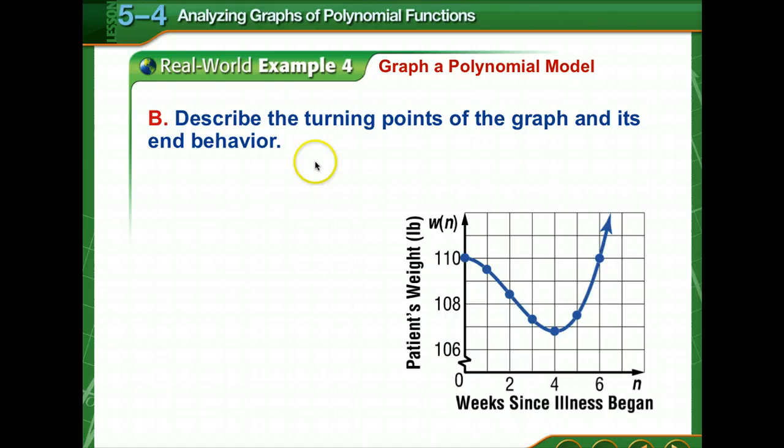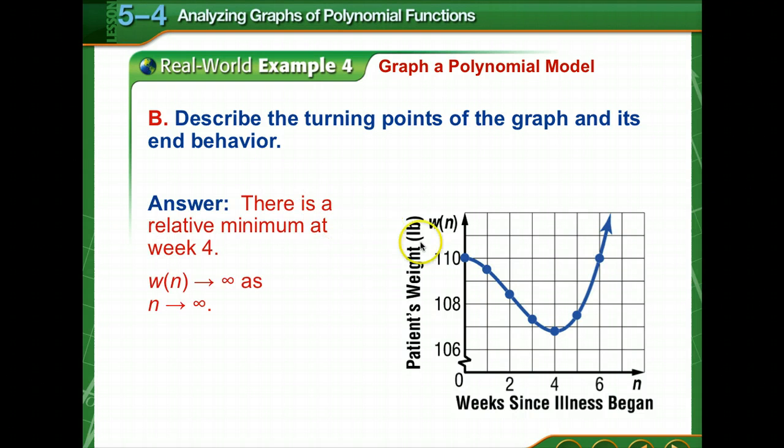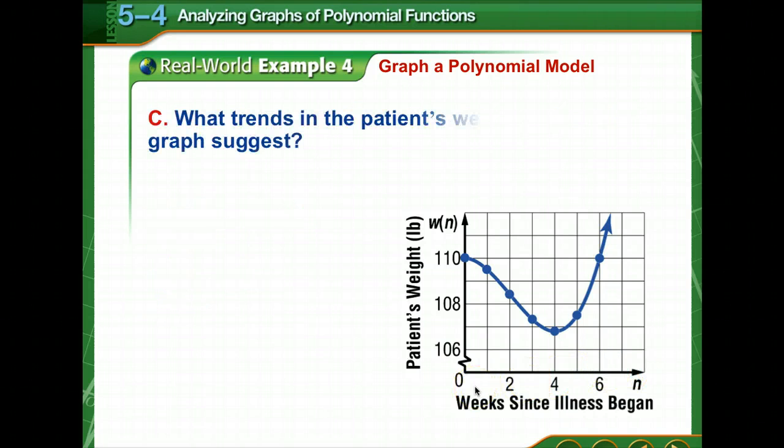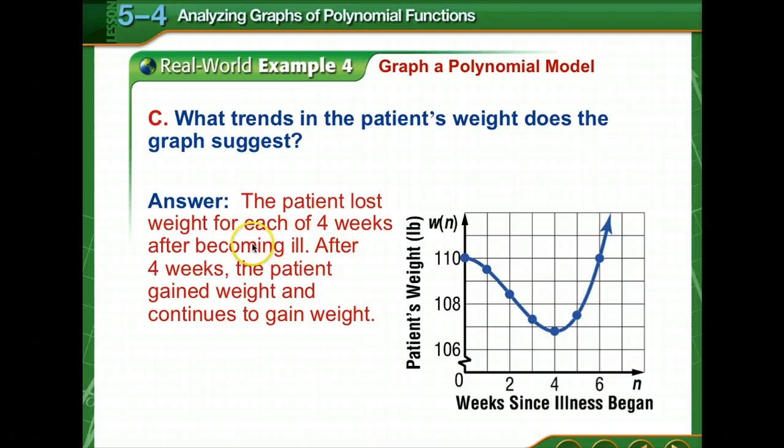So let's describe the turning points of the graph and its end behavior. Well, there's a relative minimum at week 4. So the function is approaching positive infinity as n approaches positive infinity. Now, what trends in the patient's weight does the graph suggest? So the patient lost weight for each of 4 weeks after becoming ill. Then after 4 weeks, the patient gained weight and continues to gain weight.